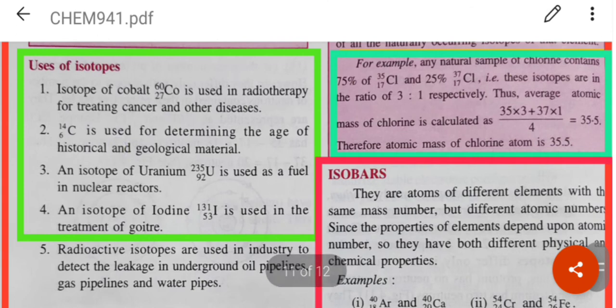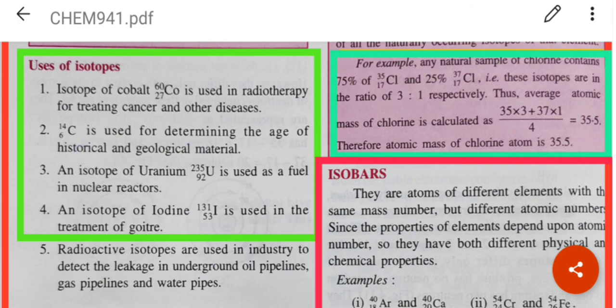Now we'll come to the uses of isotopes. The isotope of cobalt, Co, mass number 60, atomic number 27, is used in radiotherapy. That means to pass radioactive rays for treating cancer and other diseases. I think you all have heard about chemotherapy. So which element is used in chemotherapy? Cobalt. And which isotope of cobalt? 60Co27.